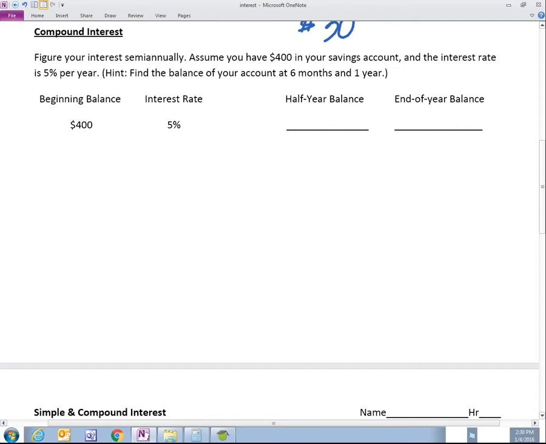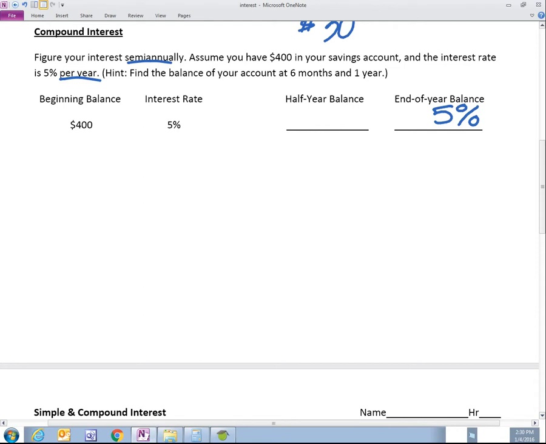So we have, assume you have $400 in your savings account. And the interest rate is 5% per year. Now, it's compounded semi-annually, but the 5% is per year. So if it were just the end of the year balance, it would be 5%, right? However, it's done twice.